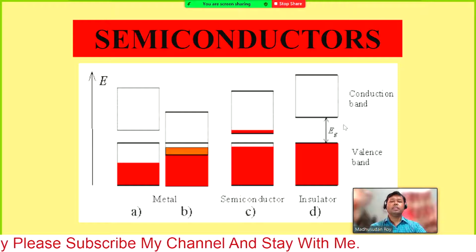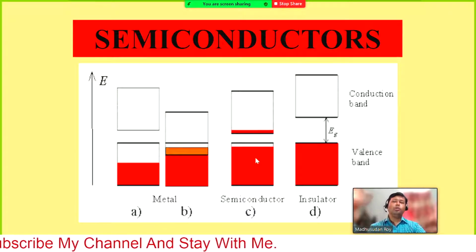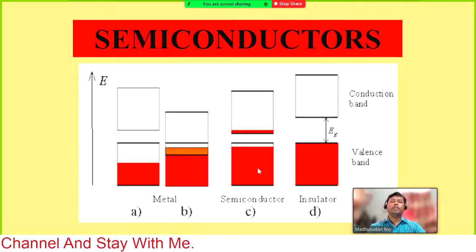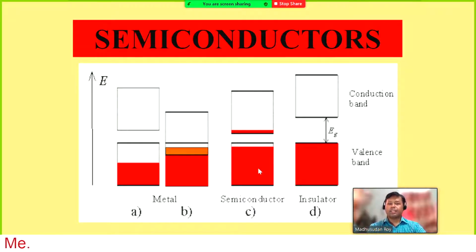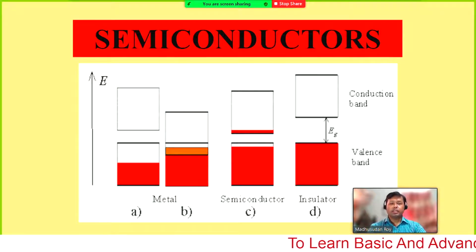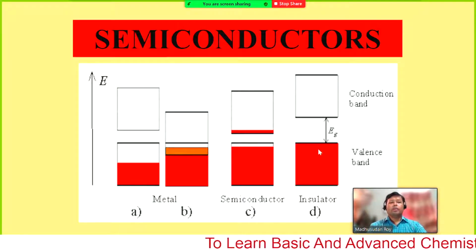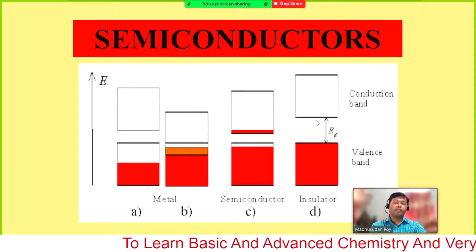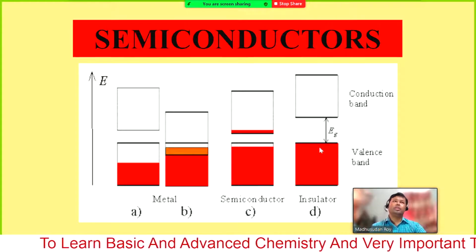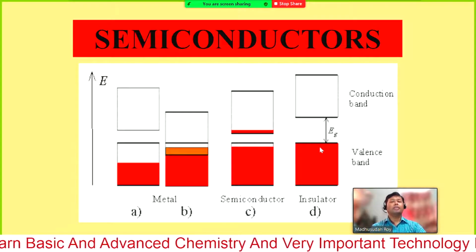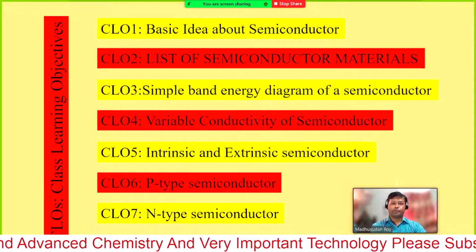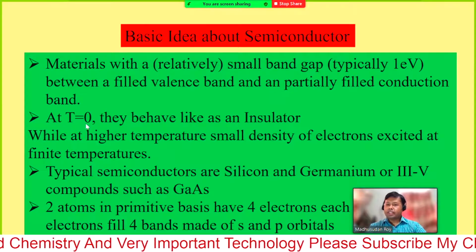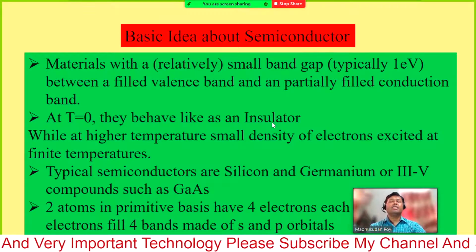So on an average the band gap between the conduction band and valence band is around 1 electron volt. So if you apply a certain condition or potential difference, in that case the electron can transfer from this band to this band. But in case of an insulator, the gap is very large. It can be 2 volt, 3 volt, 4 volt. So it cannot transfer electrons easily. So at T equals 0, they behave like an insulator.